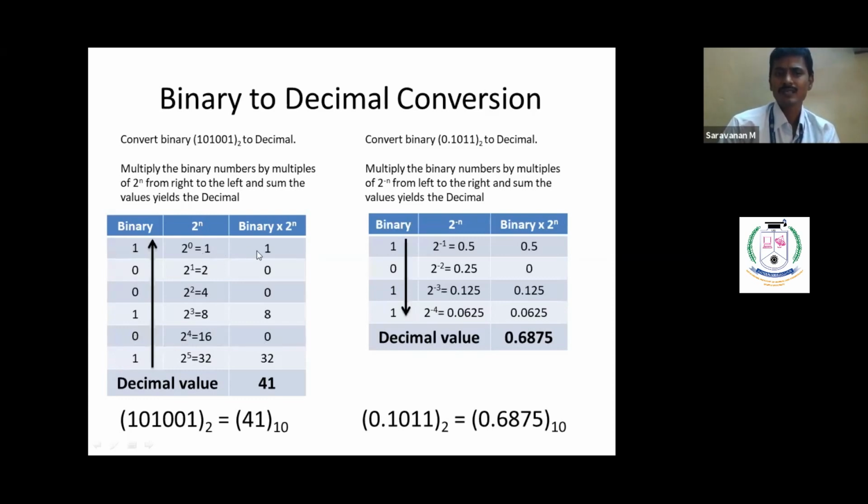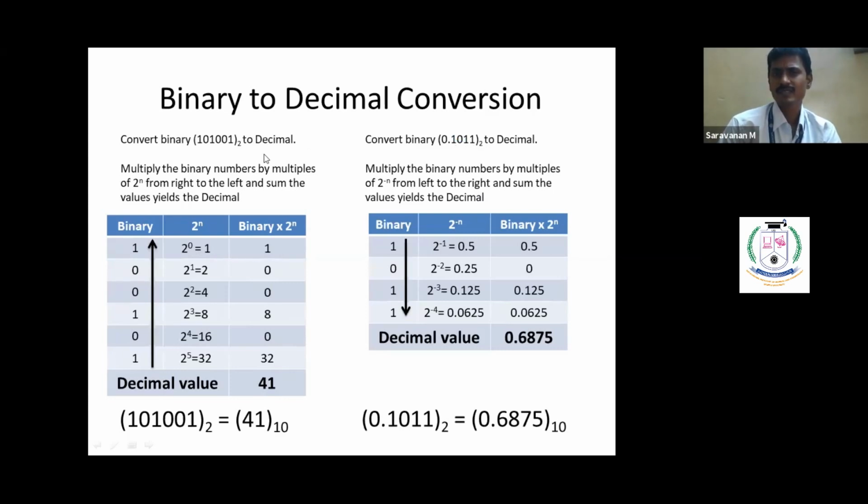So 1 into 1, we get 1 here. Then 1 into 8, we get 8. Then 1 into 32 is going to be 32. Just sum it all up, we get 41. Okay, this is the logic. So to convert your binary numbers to decimal, take the binary number, multiply by its corresponding 2 power n's. Just sum up those product terms, and you will get your decimal number.